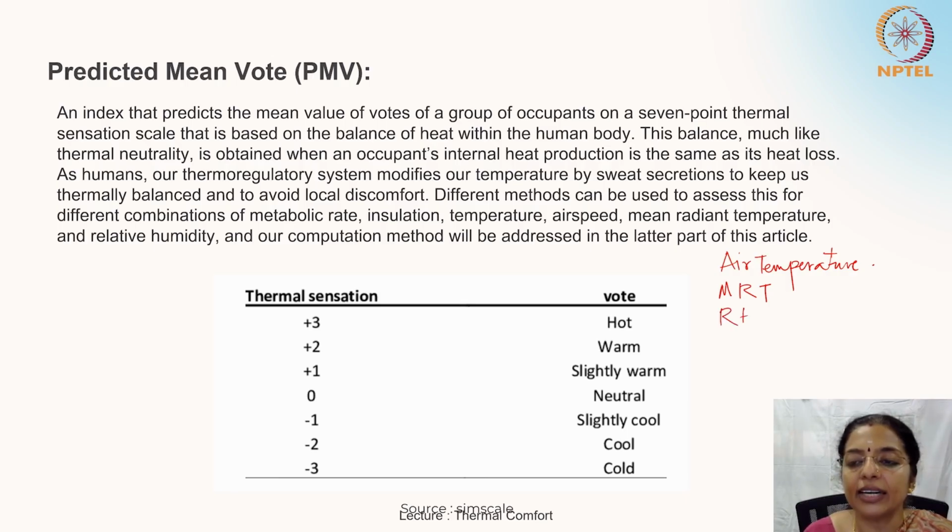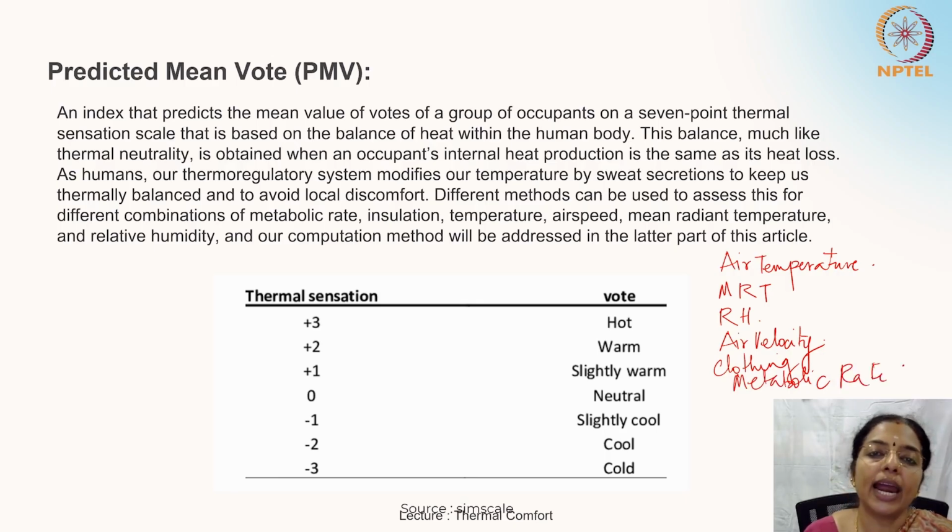The mean radiant temperature, which is the average temperature of all the surrounding surfaces which emit heat. Next is the relative humidity, which is the amount of moisture present in the air. The air velocity, which is measured in meters per second. The clothing insulation provided by the occupant's clothing measured in clo. The metabolic rate, measured in METs, and indicates the level of physical activity.